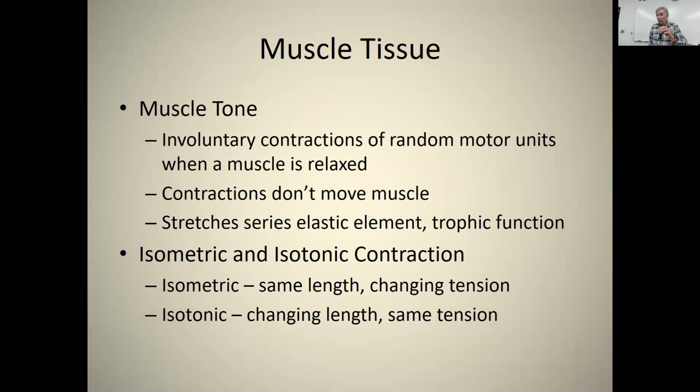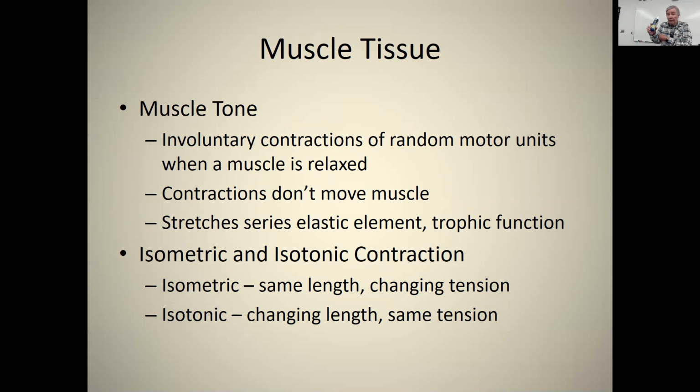Okay, isometric and isotonic contractions. Isometric, same length. Metric means length. Iso means the same. So isometric is same length, changing tension. Isotonic, changing length, same tension. So here's the thing: when you pick up something like this, you have to generate enough tension for me to lift this thing, right? And in the beginning, it's isometric because I generate a little bit of tension and then I generate enough tension to cause it to move up.